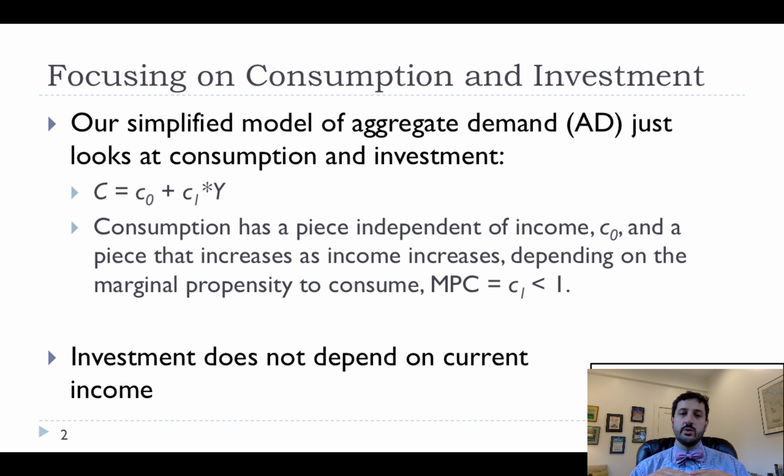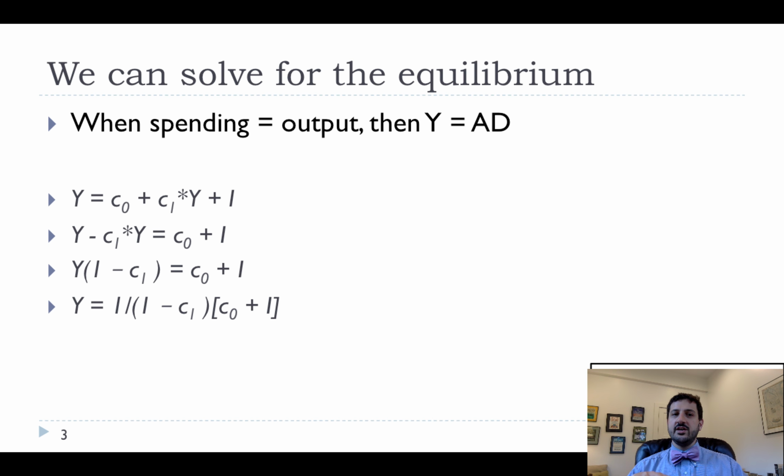And in this model, we assume that investment does not depend on current income. As we'll see when we talk about monetary policy, investment depends more on the interest rate as well as business expectations. So we can solve for the equilibrium by just saying, all right, well, output is equal to aggregate demand, Y equals AD. And for aggregate demand, we just put in our formulas for consumer spending and investment. So Y equals C0 plus C1Y, that's consumer spending, plus investment. And then just solve for Y.